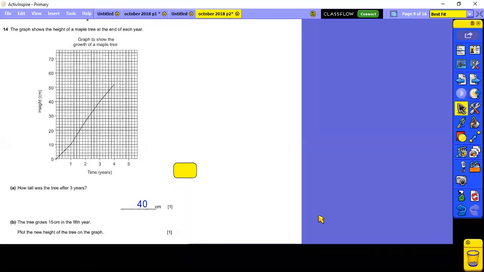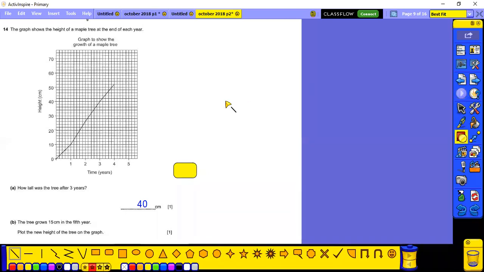Right. What about the question number B? The tree grows 15 centimeters in the 5th year. Plot the new height of the tree on the graph. Take care. Here, whenever I'm doing this one, this is the easiest way to do it. I'll show you now. I want to see exactly where is the number here. It's on 52, right? So I want to go 15. So from 52 to 62, it's 10. So each time I'm jumping, each small box, I'm jumping 2, right?